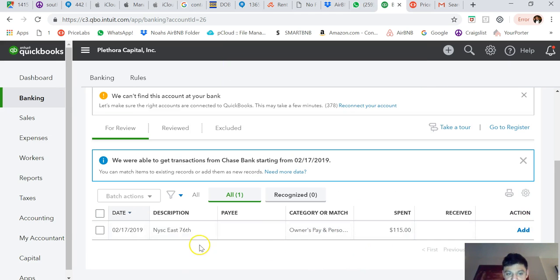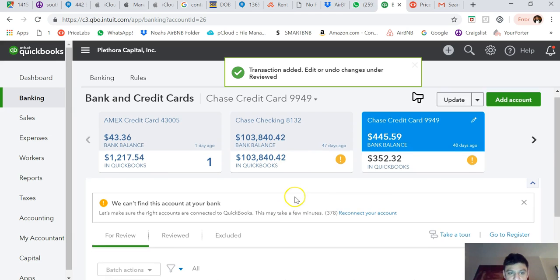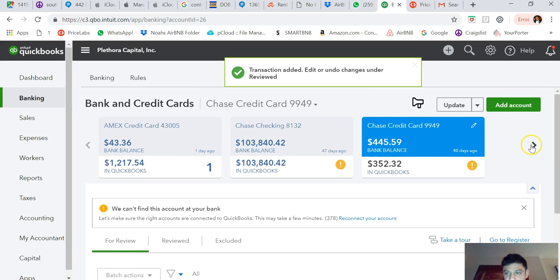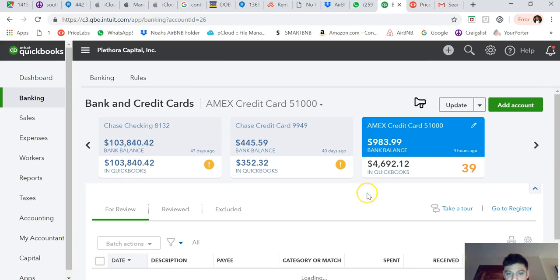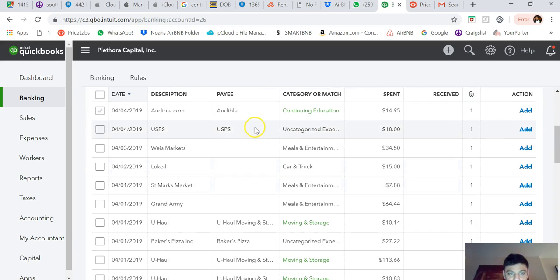This is owners paying personal expenses. This is a gym membership. It's a personal expense, so we're going to add it to the owners paying personal expenses. Okay, so now we've cleared out these accounts. Now move on to the next one. So you're just going from account to account.